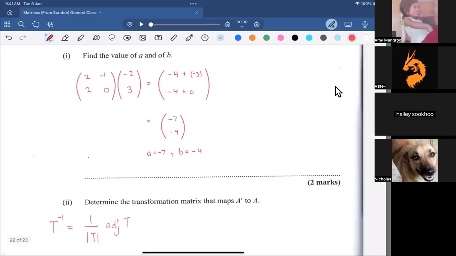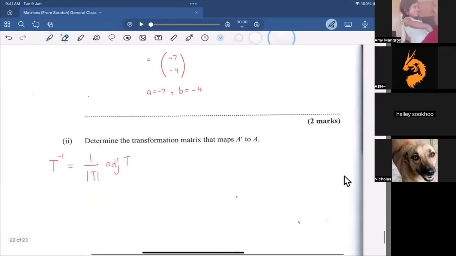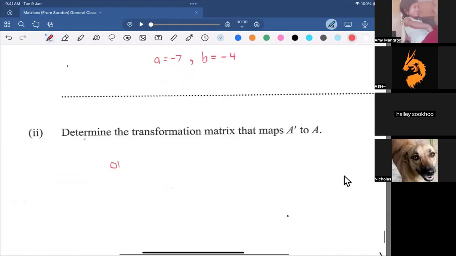Now let me run through this. Nicholas, I don't think I got an answer from you. Not for the second part. All right. Let me explain the second part, right? If we want to go from the object to the image, what did we have to do? We just had to multiply by.